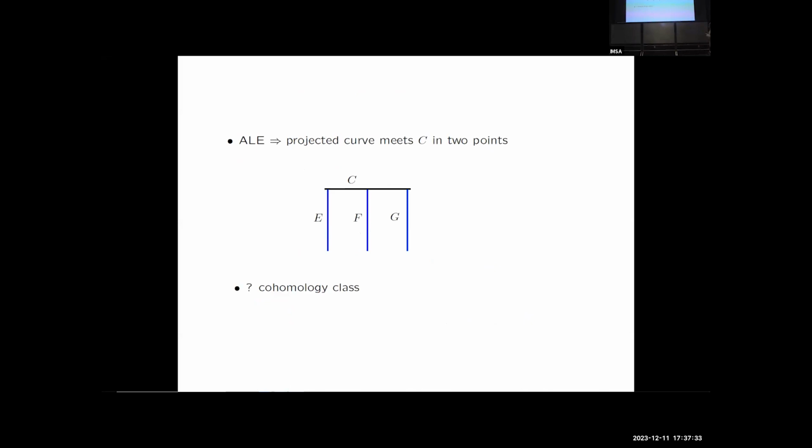So for an ALE space, this projected curve that I'm talking about is going to have one property at least, which is to meet the curve C. That C, that -1 curve, is basically the blow-up. It's the corresponding curve of that P1 that I had before. So that's a piece of data about the cohomology class of these rational curves, but not sufficient.